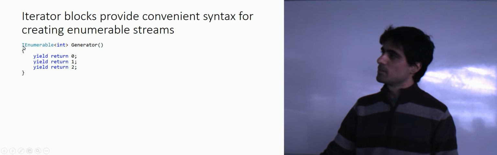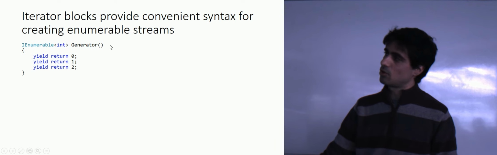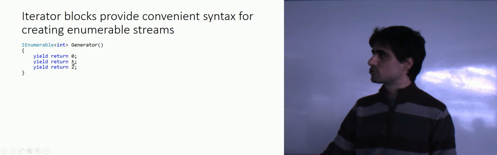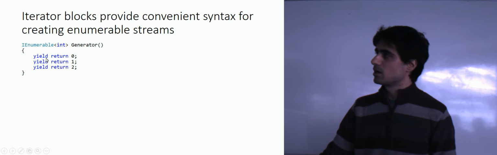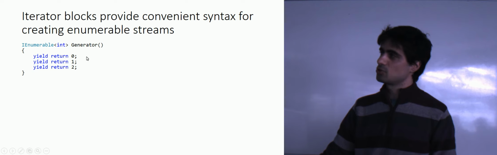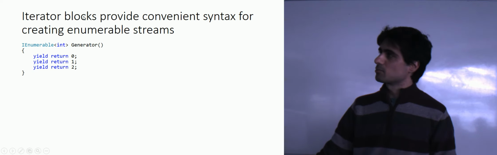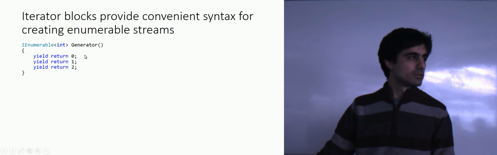So this is an enumerable stream. So this is a function. I'm defining here a function called generator that returns an enumerable stream. And the definition of the stream is really just there's three returns from the function. So this is the first change. Usually in a function, you return only one element. In these iterator blocks, you can return multiple elements by, instead of defining return, you define yield return.